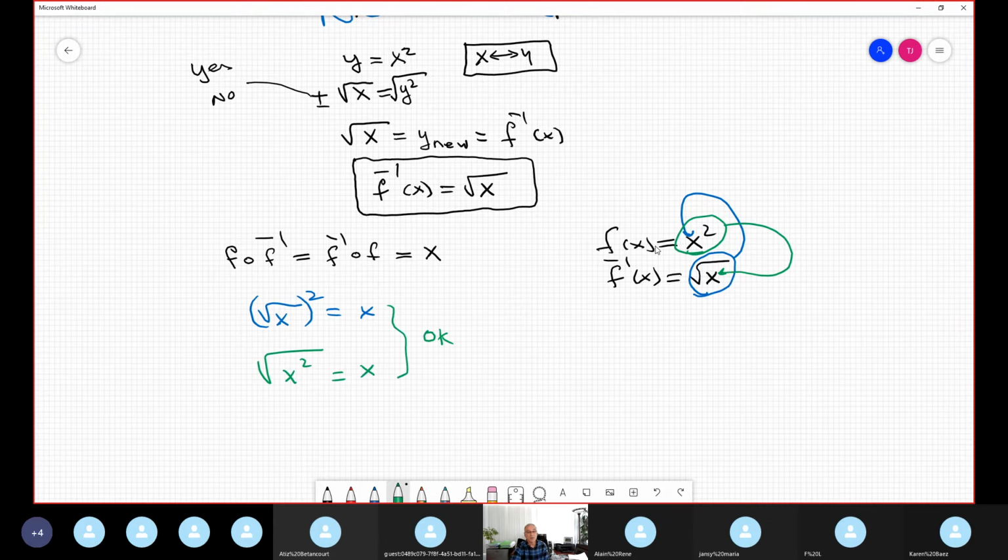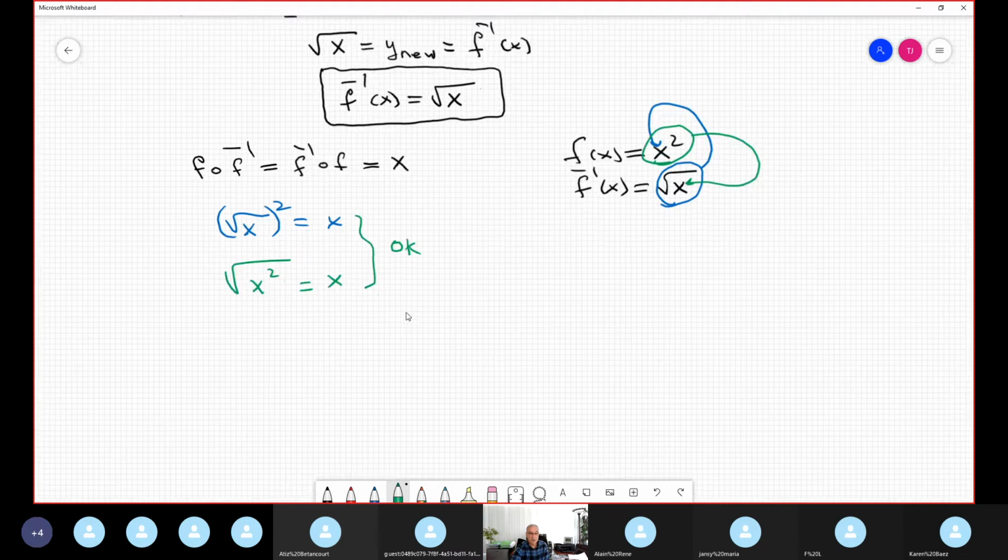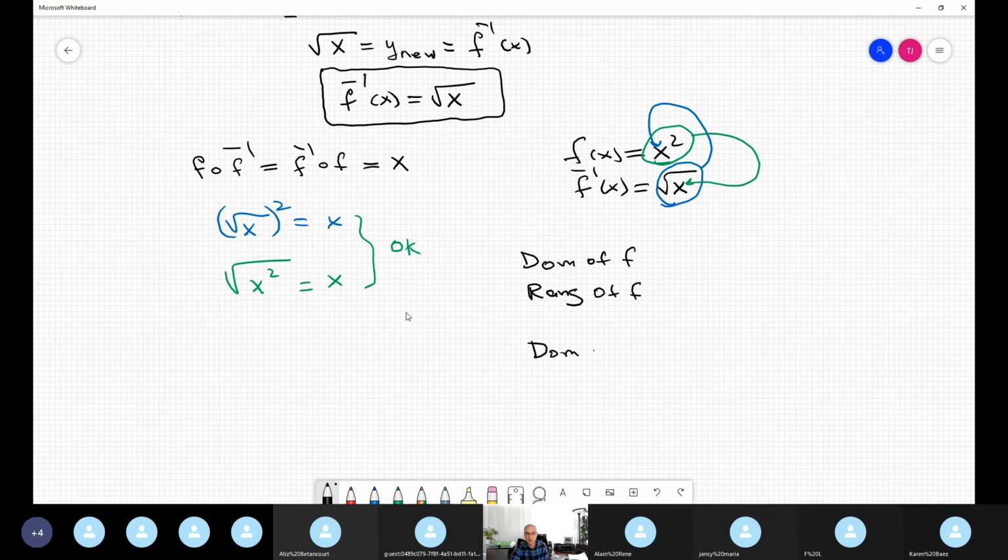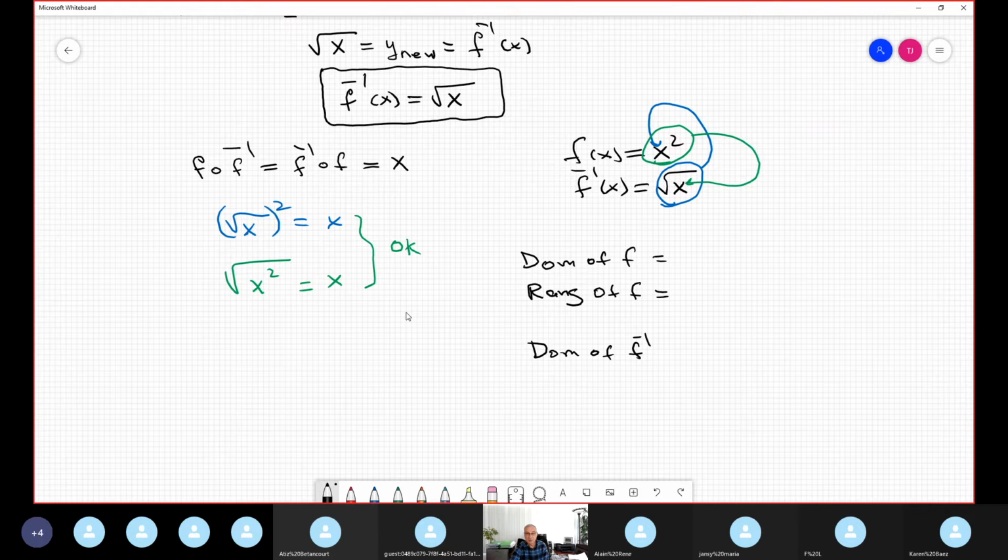Okay. Verification, perfect. Let me try domain. What is the domain of the original? Well, let me list here: domain of f, range of f, domain of inverse, range of inverse. Okay, we have 4 sets.